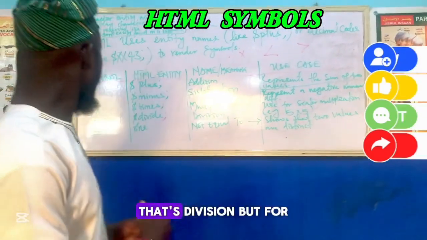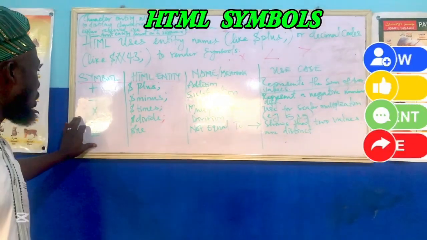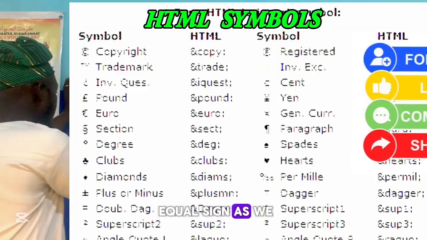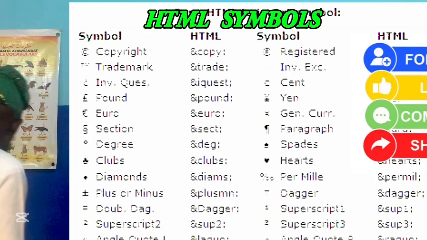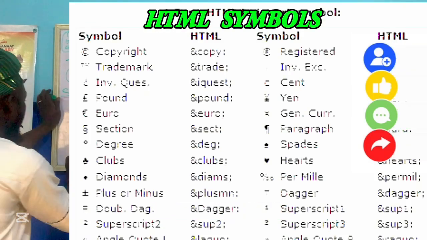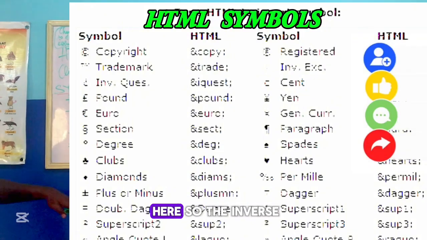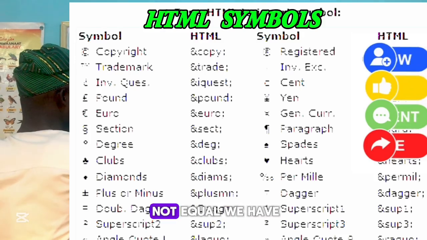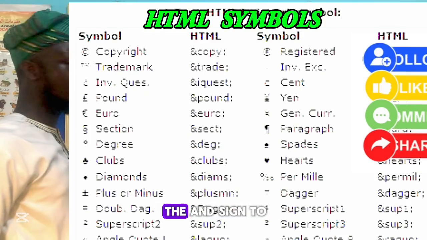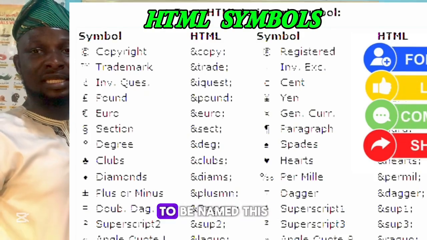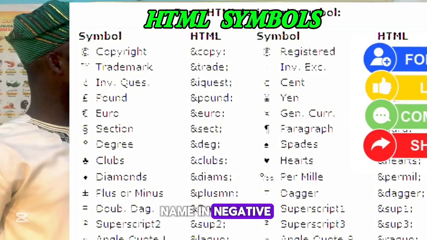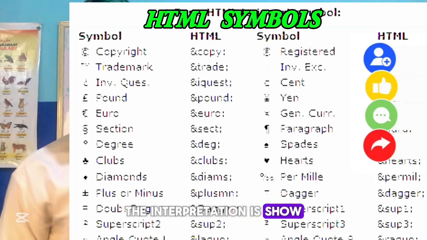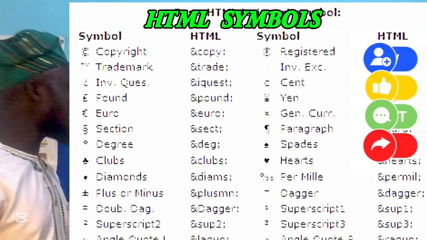But for this symbol, it is called the not equal sign, as we have the equal sign here. So the inverse of the equal sign is not equal. So if this is not equal, we have the and sign to be named, this name is negative, so not equal. The interpretation is that it shows that two values are distinct, but the equal sign is the reverse of not equal.